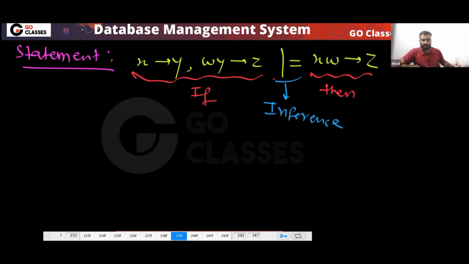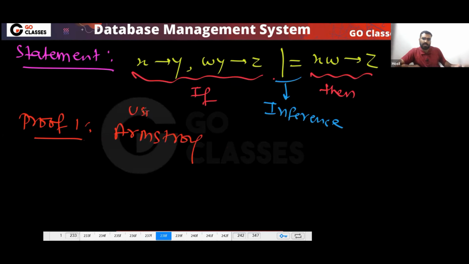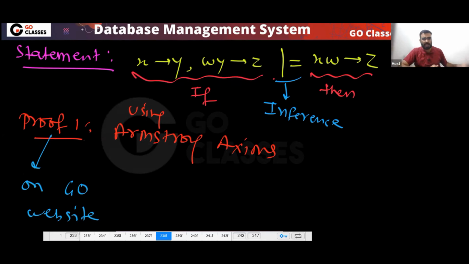So what is proof number 1? Proof number 1 is using Armstrong axioms, correct? This proof you can find on the GATE Overflow website. This boring proof, using those 3 axioms, you can find.